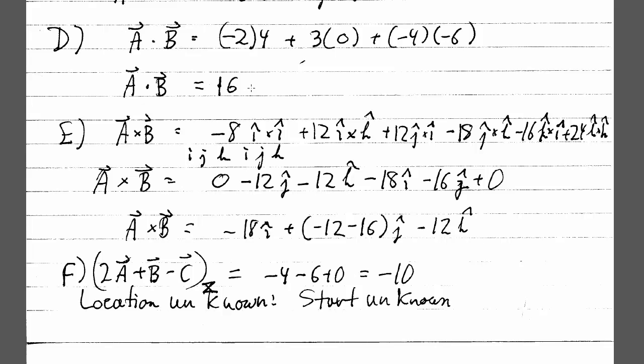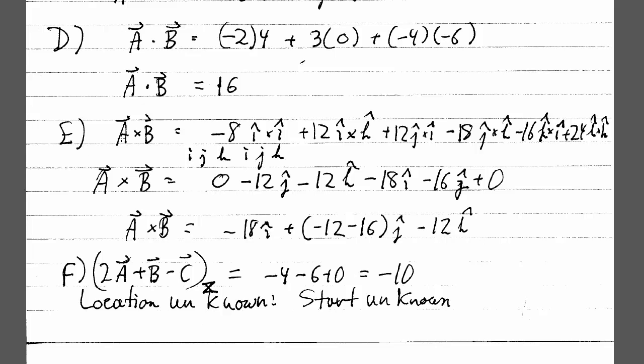Notice that there are no i's or j's or k's in the multiplication in a dot b, so you don't have i hat, or whatever. You just have 16. We also do the cross product of a and b.